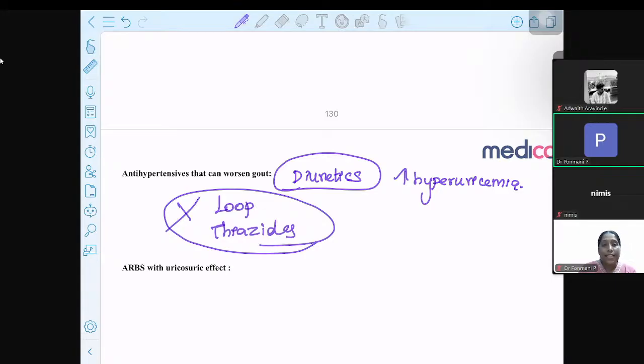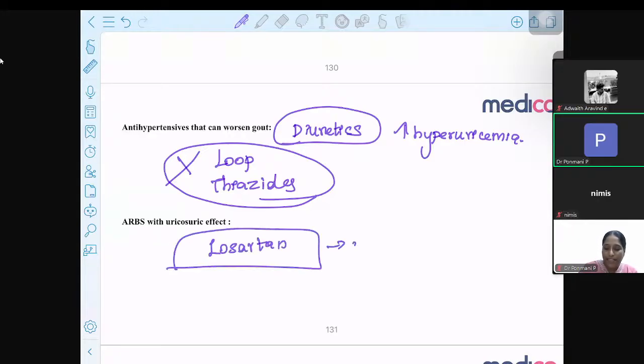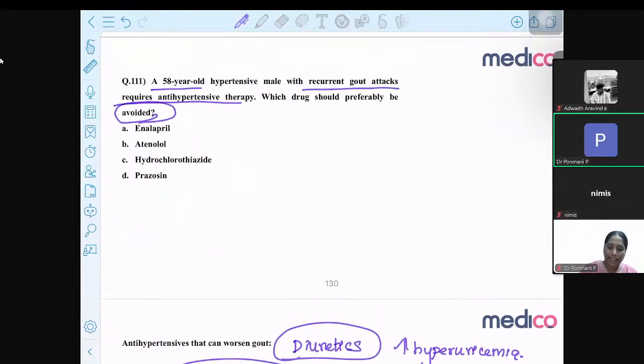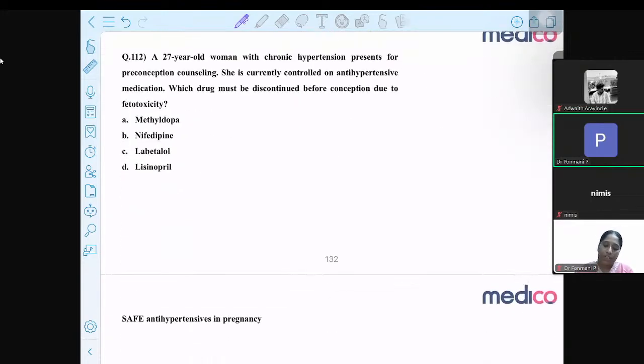And what has a uricosuric effect? That means losartan, which is an ARB. It can be safely used in gout. So let us see whether any loop or thiazide is in the answer. Yes, we have the thiazide diuretic hydrochlorothiazide. So the answer is option C. Now moving to the next question.